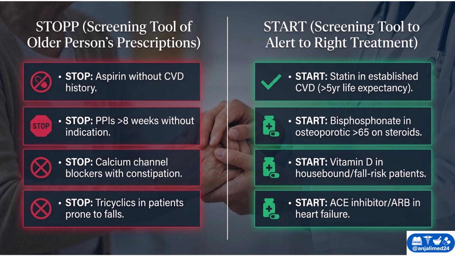This slide demonstrates a critical principle in geriatric medicine. Appropriate prescribing is a balance between deprescribing harmful therapies and initiating beneficial ones. Good medication reconciliation is not simply about reducing the number of medications, it is about optimizing therapy for safety, function, quality of life, and survival. The STOPP and START frameworks help healthcare professionals move from reactive prescribing to evidence-based, individualized geriatric care.